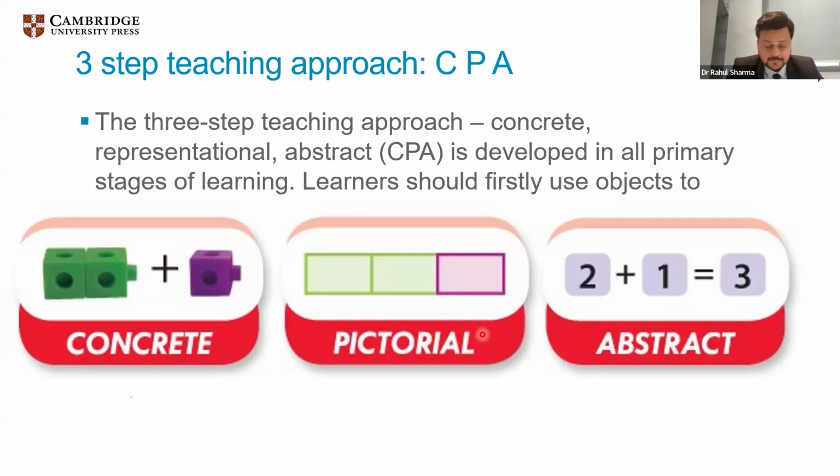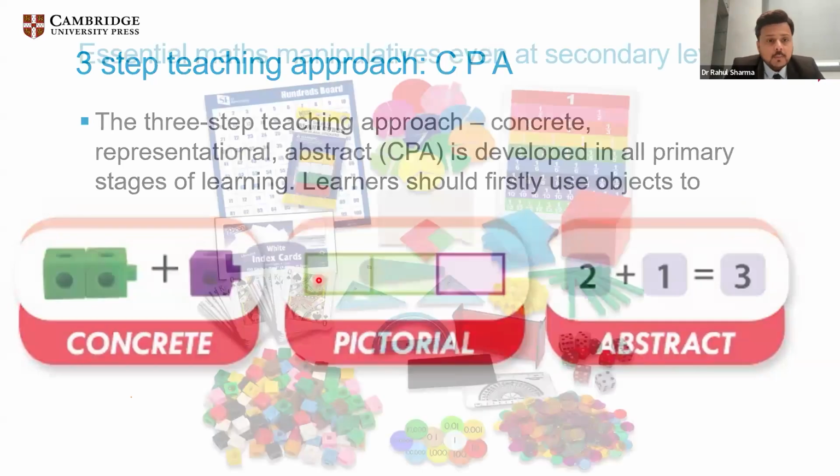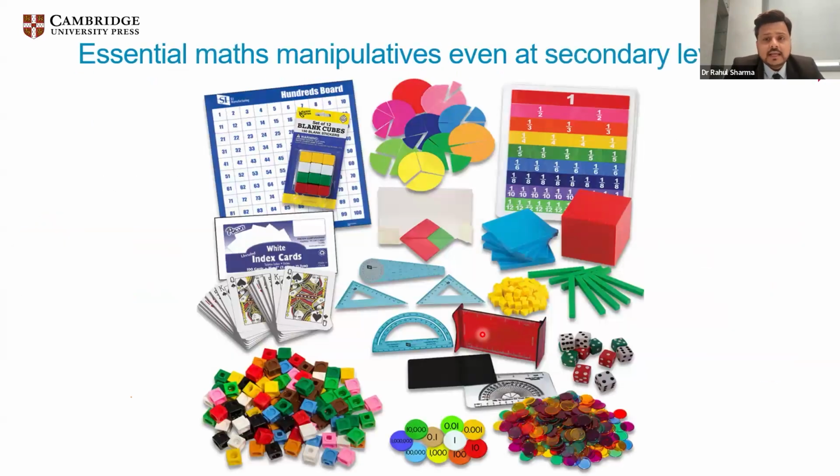because children learn better through visual and active learning rather than just the abstract concept. So as mathematicians, the CPA approach is something which is really important. When we talk about the CPA approach, there are essential maths manipulatives all around the corner. There are many math manipulatives which, as teachers, we should definitely be using in our classes before we start a particular chapter, or to help in the CPA approach.